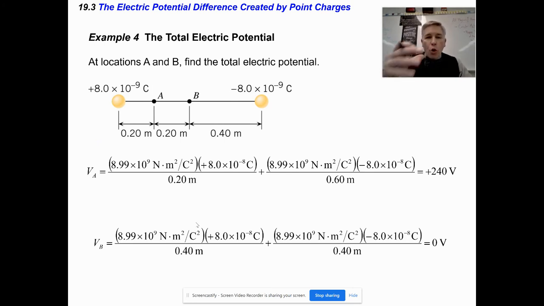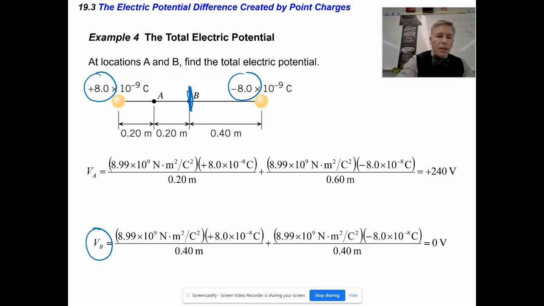Here's another one. If you wanted to find the total electric potential at a particular point, electric potential is not a vector, but because it has a sign, when you're combining them together, that sign is going to be important. So for example, if this is a positive 8 and this is a negative 8, and you are smack dab in the middle between them, the negative 8 is trying to decrease the potential there, and the positive 8 is trying to increase the potential there. Those would actually cancel each other. So if you notice, the potential in part B here is 0.